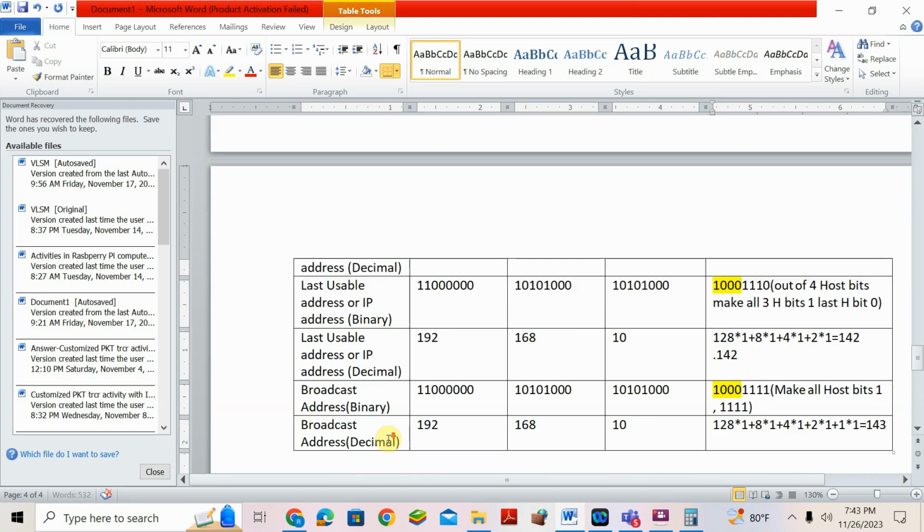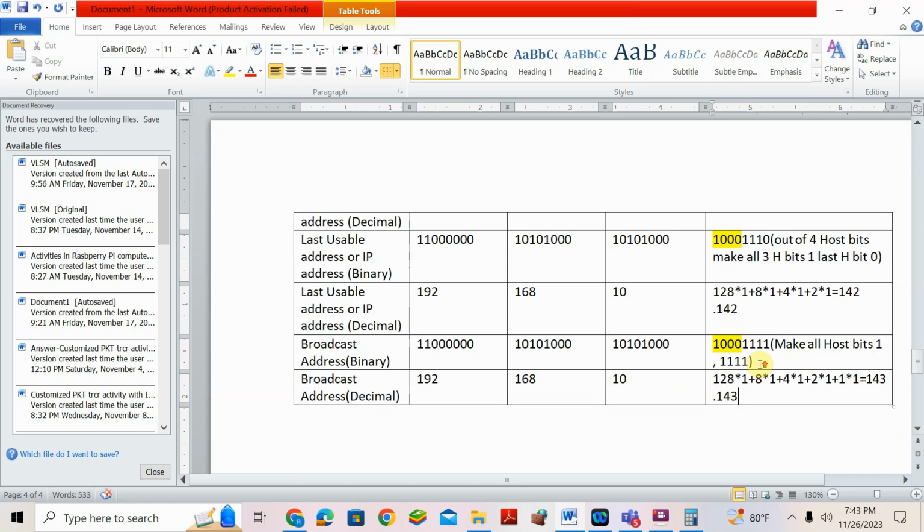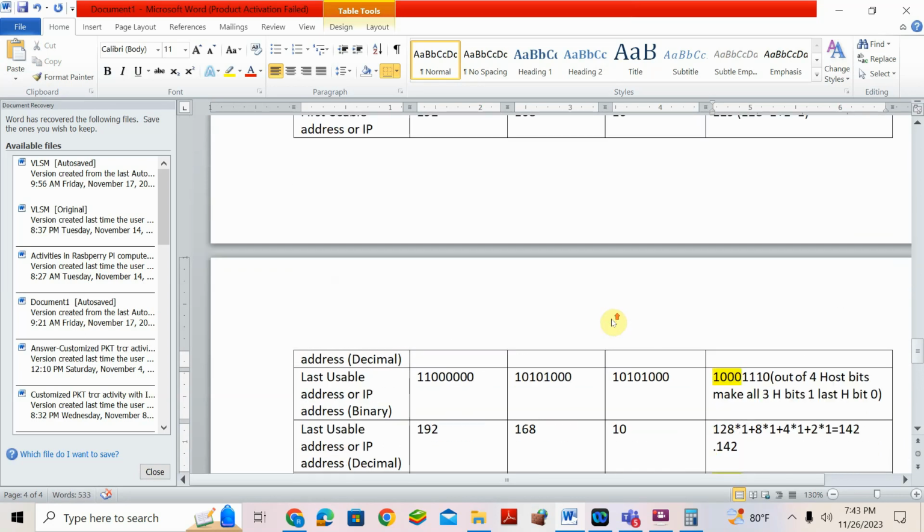Broadcast address means make all the host bits one. And we have four host bits. I make all the four host bits one. So 128 plus 8 plus 4 plus 2 plus 1, it will be 143. So the broadcast address is 192.168.10.143. This is the answer for this question.